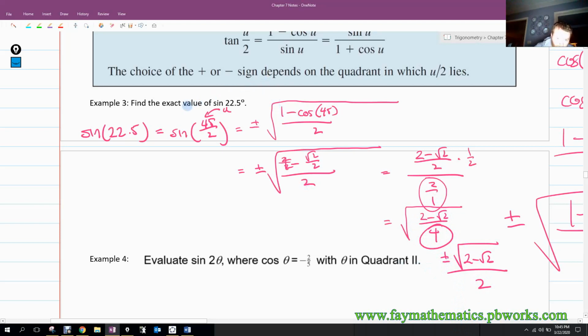But remember, when we choose that, u was 45 degrees, so u is right there. The sign there is positive. If I take half of that, u over 2 is going to be right there. The sign is still going to be positive. So that's the y value that I'm choosing. So it'll be positive.